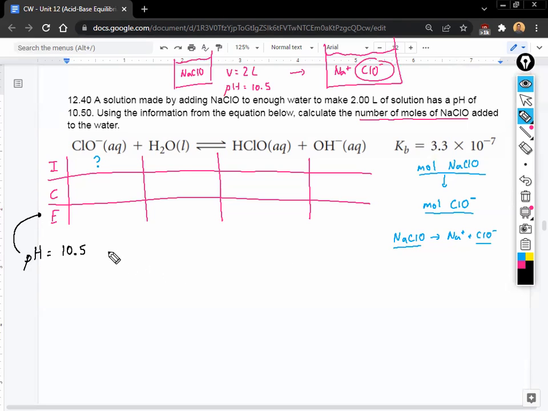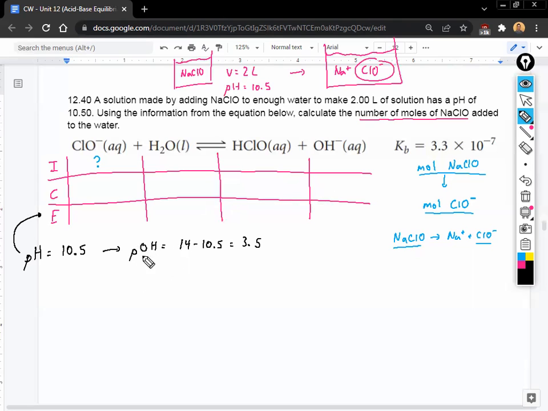Now we can take the pH and turn it into pOH, because we don't have anything about H plus, and pH is all about H plus. So the pOH is equal to 14 minus the pH, and that's going to give us an answer of 3.5. I'll give you guys a second to copy that down. If you have any questions on what we're doing, make sure you let me know. So far, so good, guys? Make sense?